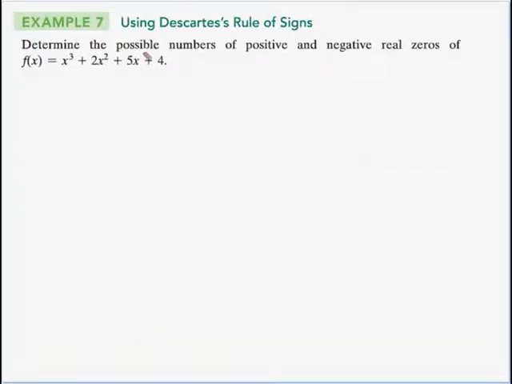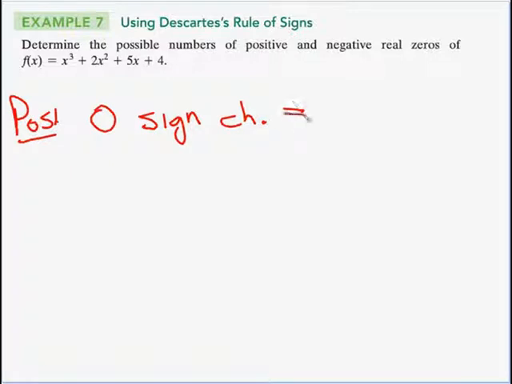Example 7, determine the number of possible positive and negative real zeros. Okay, make this pretty quick. Positive. Here's f of x. How many sign changes? 0 sign changes. And that implies 0 positive real zeros.